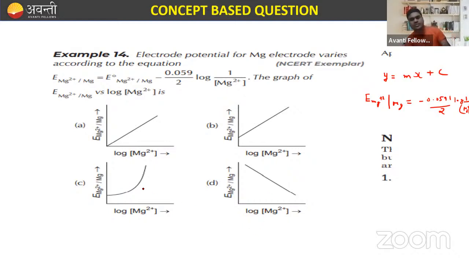So for the correct equation, only in this curve do we get the graph like this. This is the slope from here to here, and this is the graph. So option B is the absolutely correct relation for the electrode potential of the magnesium electrode, and we can draw this graph by using this equation.